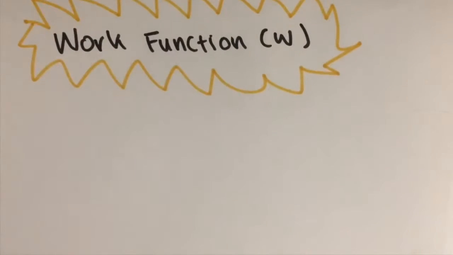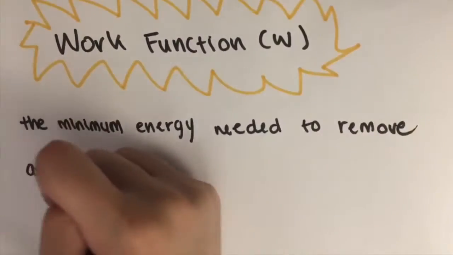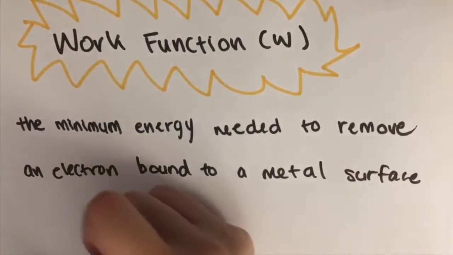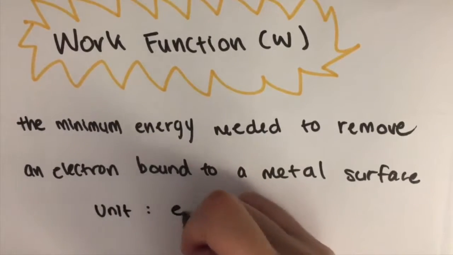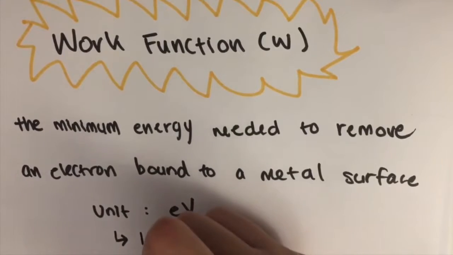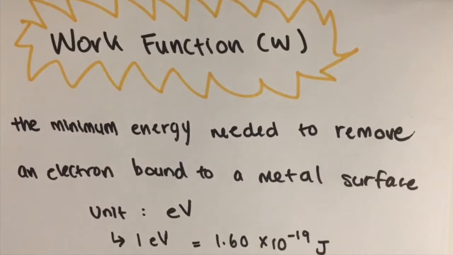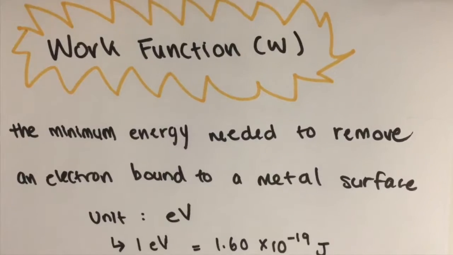The work function, symbolized by an uppercase W, is the minimum energy needed to remove an electron bound to a metal surface. It is usually measured in electron volts, written eV. 1 electron volt is equal to 1.6 times 10 to the negative 19 joules, and 1 electron volt is the amount of energy given to an electron that accelerates through a potential difference of 1 volt.